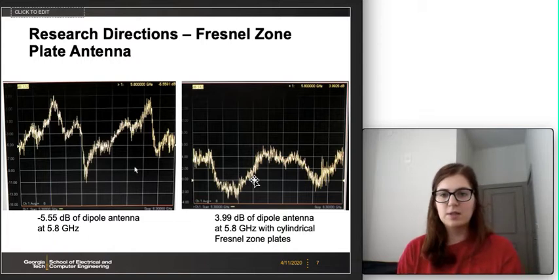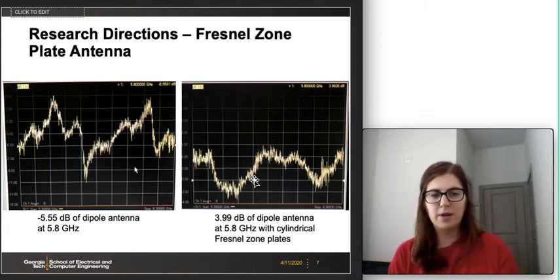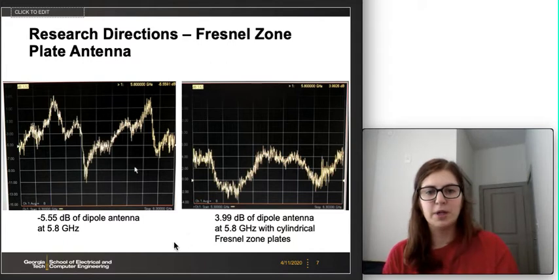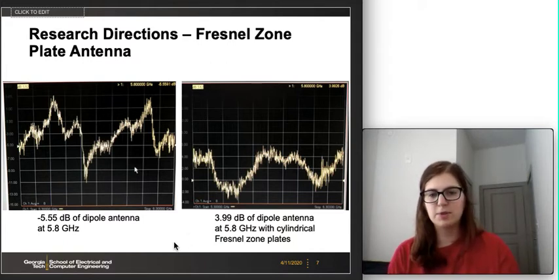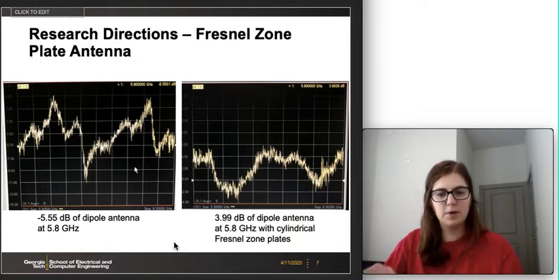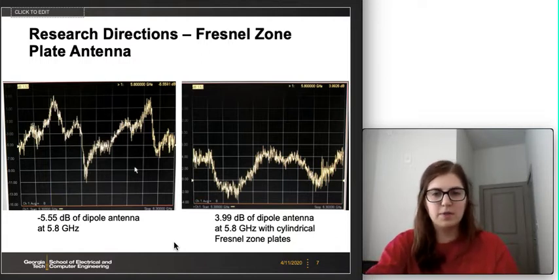And so this improvement of around 8 dB is super significant. It's even better than the simulations, which I attribute a little bit to measurement error. But seeing that proof of concept is really helpful for improving astronaut coverage on the lunar surface if you wanted to go the route of using a cylindrical Fresnel zone plate antenna.